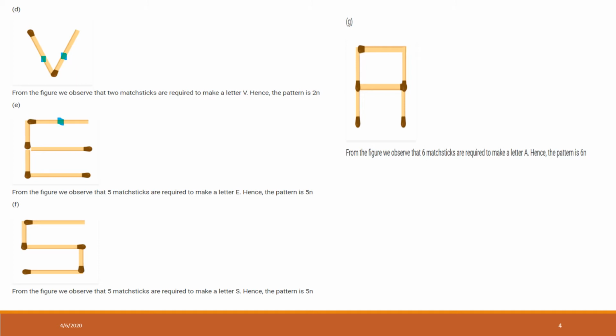For making E we use 1, 2, 3, 4, and 5, so 5n. Similarly for S we use 5, so 5n. In A we have used 6 matchsticks, so that is 6n.